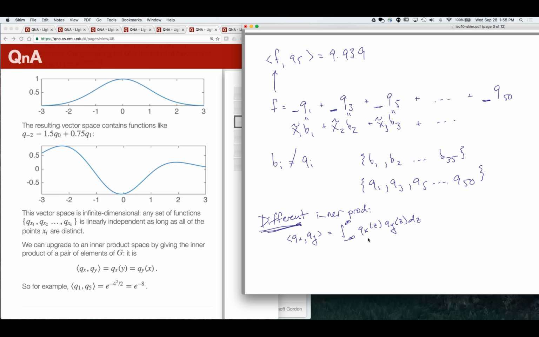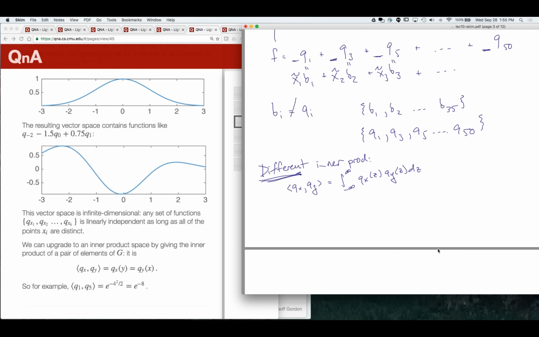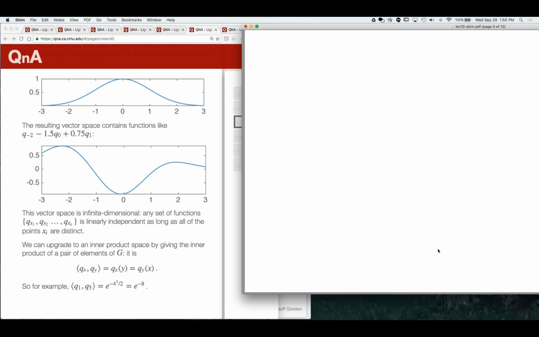Someone is asking, what exactly is a vector space of functions? That's a good question as well. Let's get a new blank slide. So a vector space of functions is a vector space, right? So it has to be both a vector space and a vector space of functions.